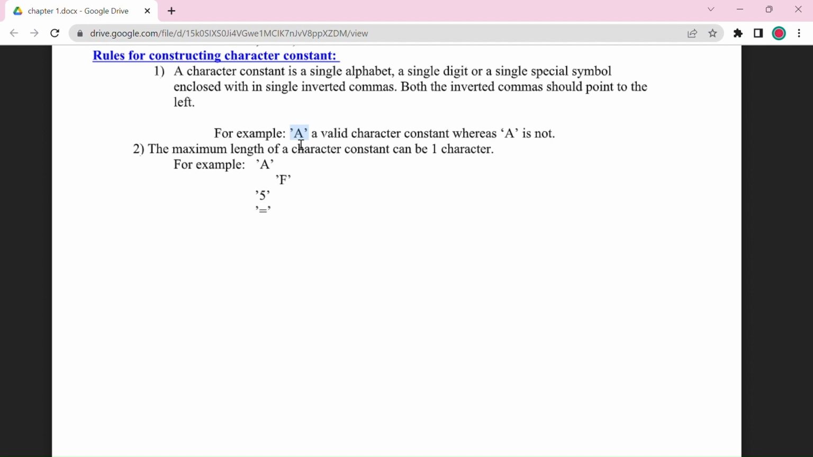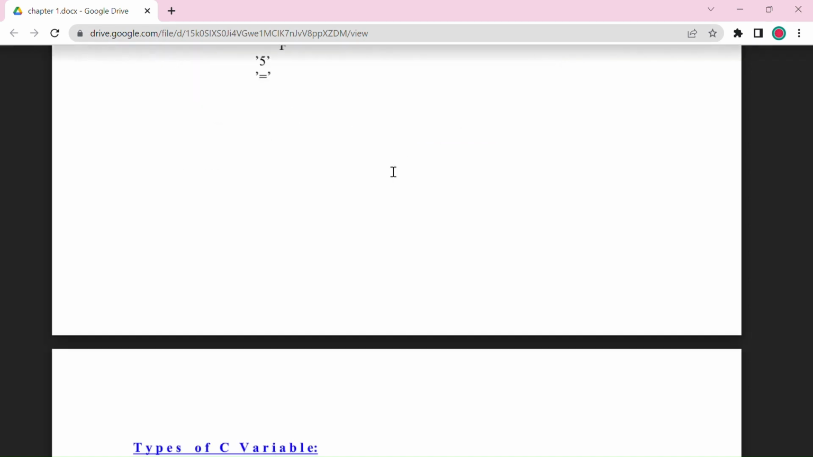These are the minute rules that you must consider, okay? This is a valid character constant, whereas this one is not. Look at this: one inverted comma is pointing towards the left, the other is pointing towards the right. It will give you an error, okay? The maximum length of a character constant can be one character. This character can be an alphabet, a number, or a special symbol like equal here. So it can only be one character. That's why we use strings in our program to make things easier, okay? Because just a single character cannot always make meaningful sense. That's why we use strings.